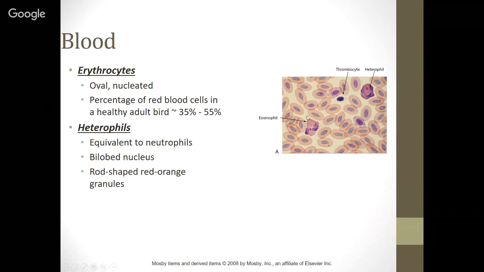Heterophils are like neutrophils. They have a bilobed nucleus. They have rod-shaped red-orange granules within that cytoplasm. So this is what a heterophil looks like. This is an eosinophil. This is a heterophil. They look a little darker than the eosinophil.